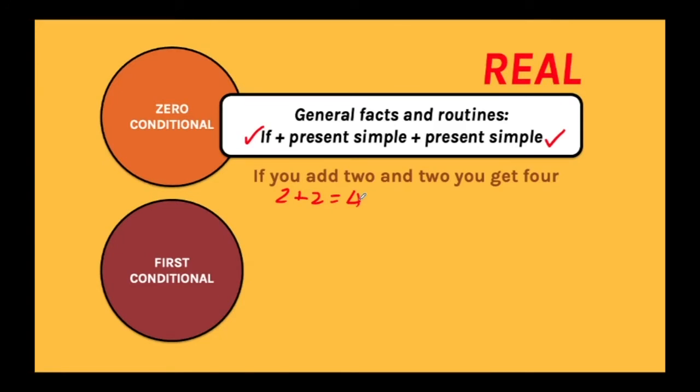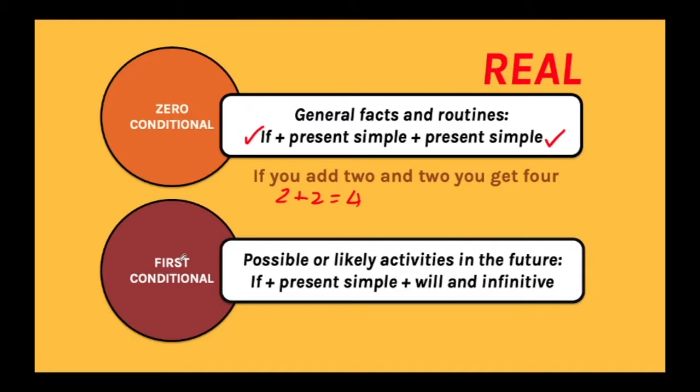And the first conditional, the second one here, is the conditional we use for possible or likely events or activities in the future. We use present simple in the condition, and we use will and infinitive in the result. One example: if it rains tomorrow, the traffic will be horrible. Is it possible that it rains, for example, in Bogota tomorrow? Yes, it is possible. So we know that if it rains in Bogota, the traffic is not going to be nice. The traffic is going to be horrible.